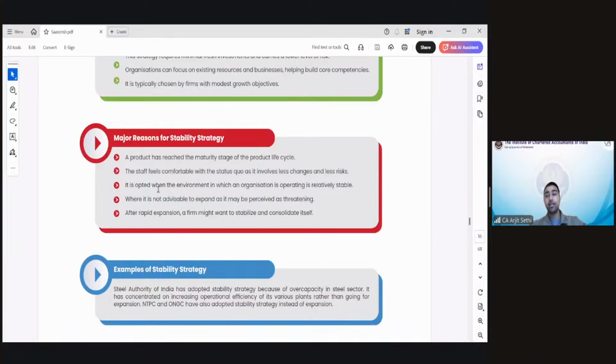Third is, why would a company want a stability strategy? Is because it is opted when the environment is operating relatively stable, right? आसपास का environment stable है, the competitors have also stabilized, so you also stabilize your business. I don't want to do rash driving, rash growth when my competitors have already been very stable, right? I don't want to go rash if my peers and competitors are stable. Sometimes after rapid expansion, a firm might want to stabilize and consolidate itself.